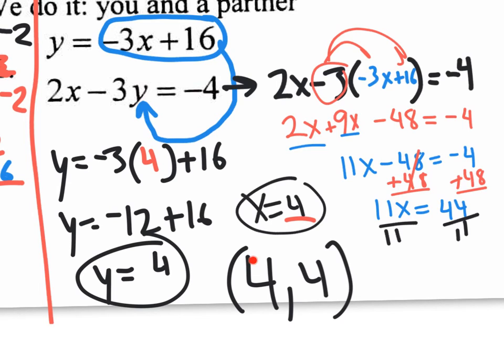If you were to take the 4 and the 4 and plug it in for x and for y, it should give you a true statement. Now, on every single test, if you have time left over, I highly recommend for you to go back and just look at your x value, plug it in right there, and make sure it works, that it gives you a true statement.